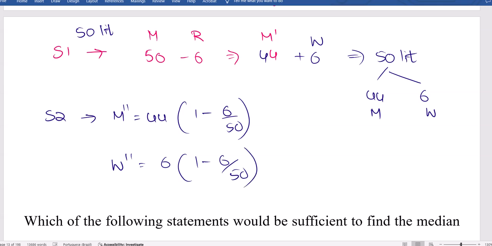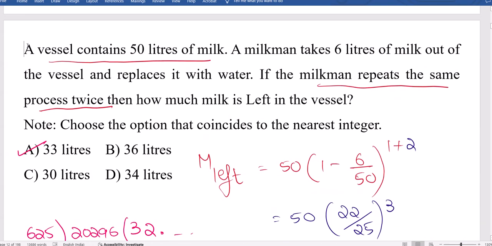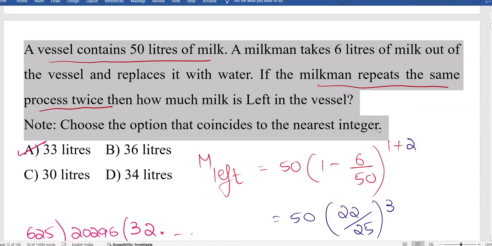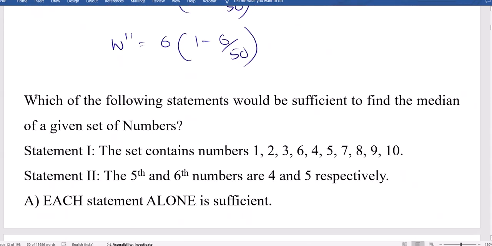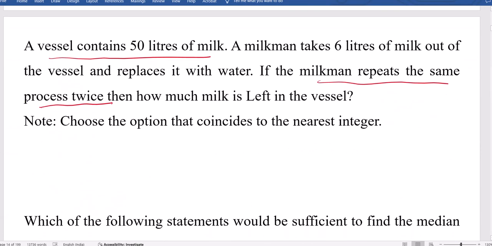You are removing 6 out of the total 50. Among that, how much is the milk part and how much is the water part? This question, because of 6 and 50, is a bit difficult. So let me give the same question in an easier way for understanding; later you can map this. If this is 60 liters, then you'll understand it more easily. You are removing 6 out of 60, which means 10%.